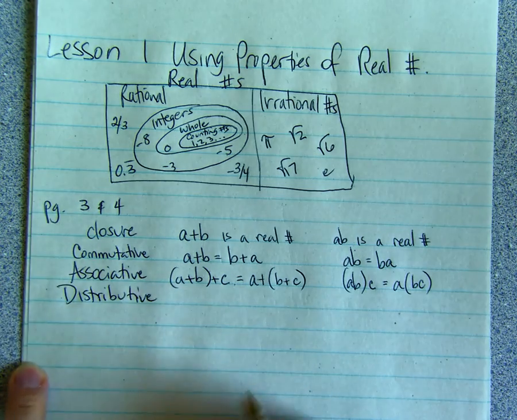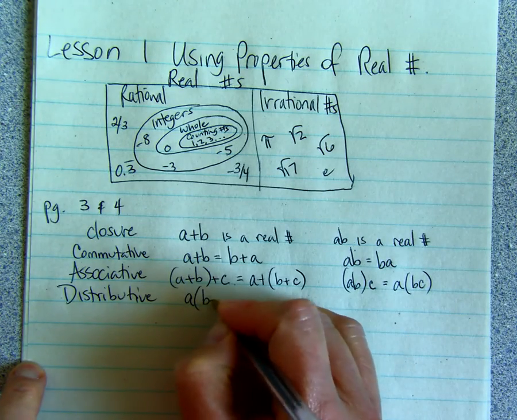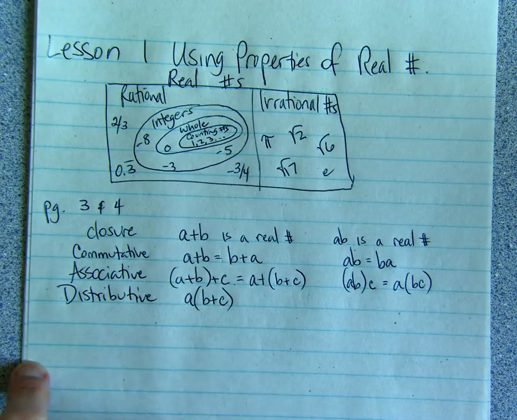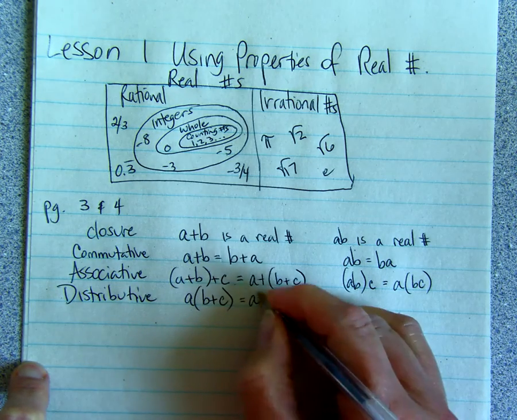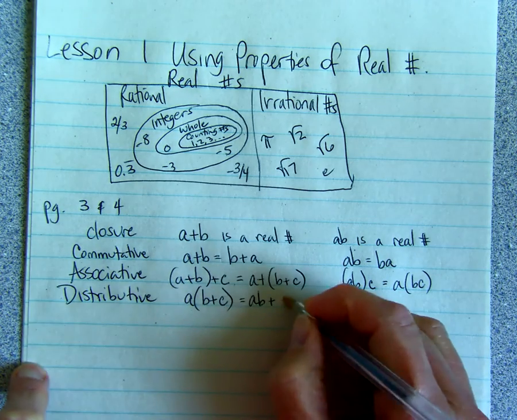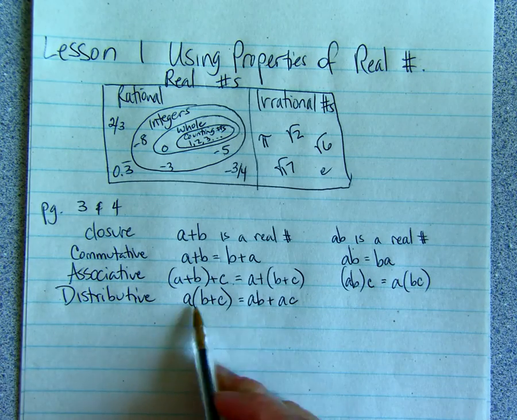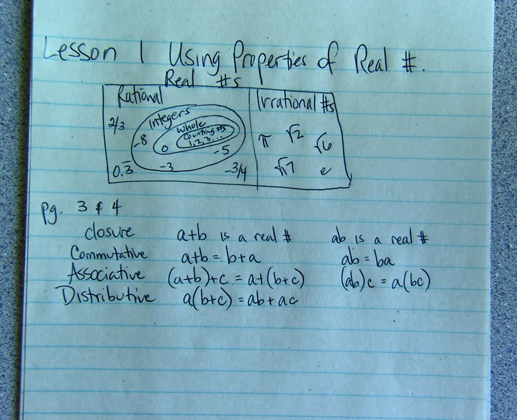That's just where if you take a number A and multiply it times a sum, we can multiply the number A times each of the addends, and that will be equal to the same thing.